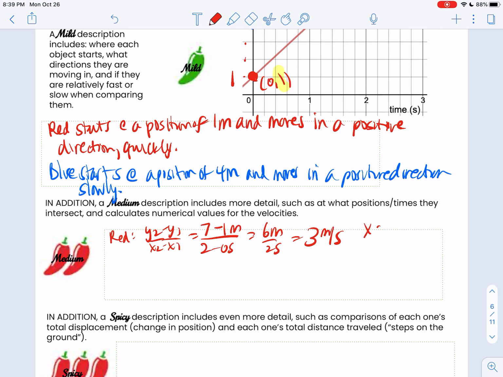If we wanted to write red's math model, it doesn't ask for it here, but it would look like this. So you might practice writing that.